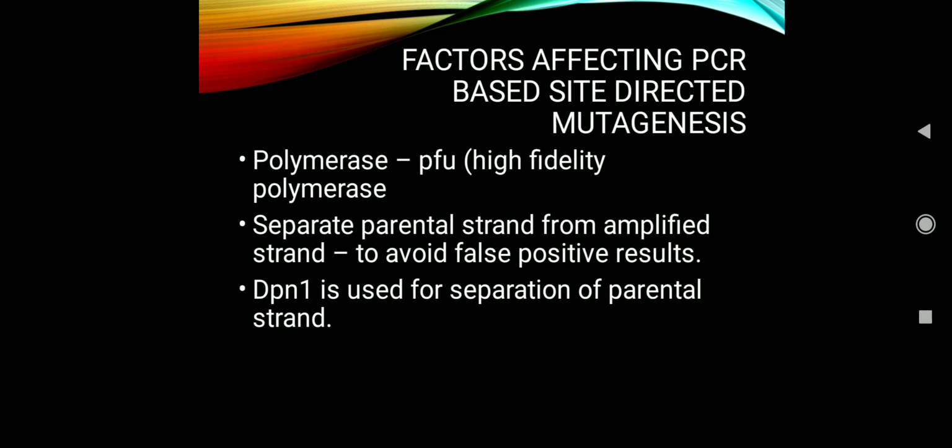But there are certain factors which you have to keep in mind. The polymerase that we use here is Pfu, because it is a high fidelity polymerase. It has higher exonuclease activity. That is why we use high fidelity polymerase. Then, the parental strands are removed by DpnI. As I told you, it identifies the methylated DNA. The methylated DNA will always be the parental DNA, so it is going to digest it. If we do not digest the parental DNA, then false positive results will occur. To avoid these false positive results, we have to digest it using DpnI.